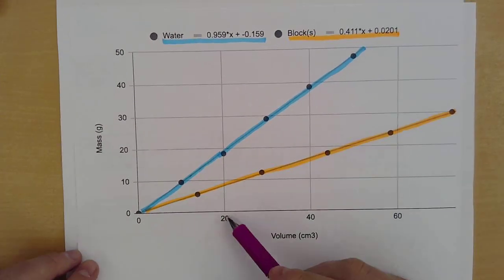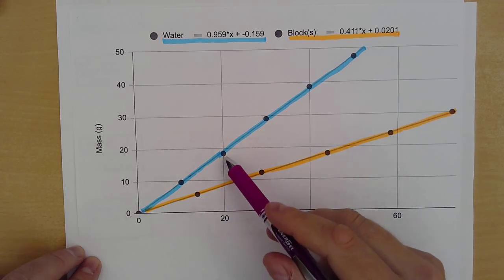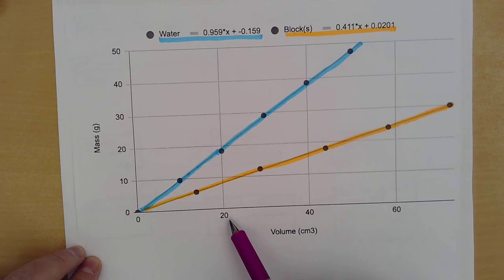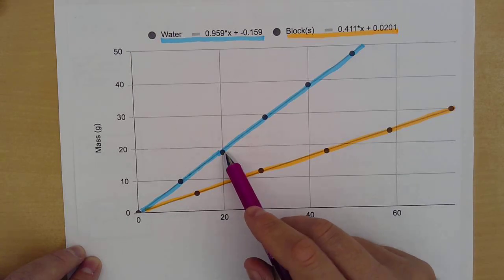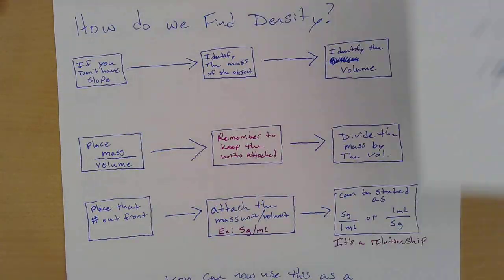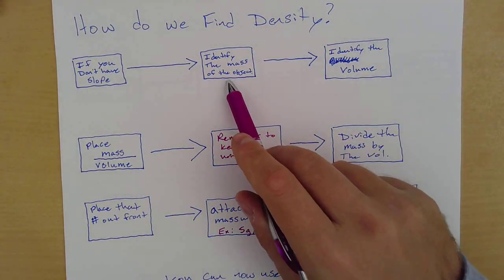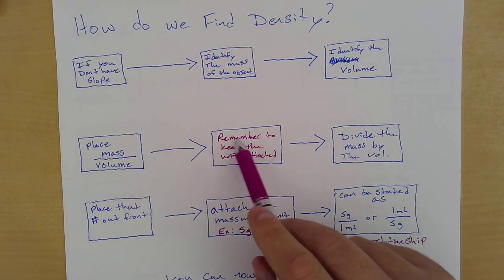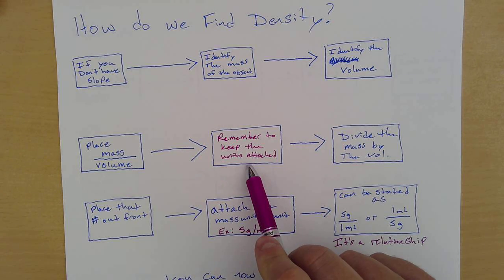So I can estimate, if I have 20 here, and this looks just about like 19, right? So my volume would be 20, and this would be 19. Divide the two, and I'm going to get pretty close to this 0.959. So you identify the mass, then you identify the volume. You place the mass over the volume, but you have to remember, keep those units attached.